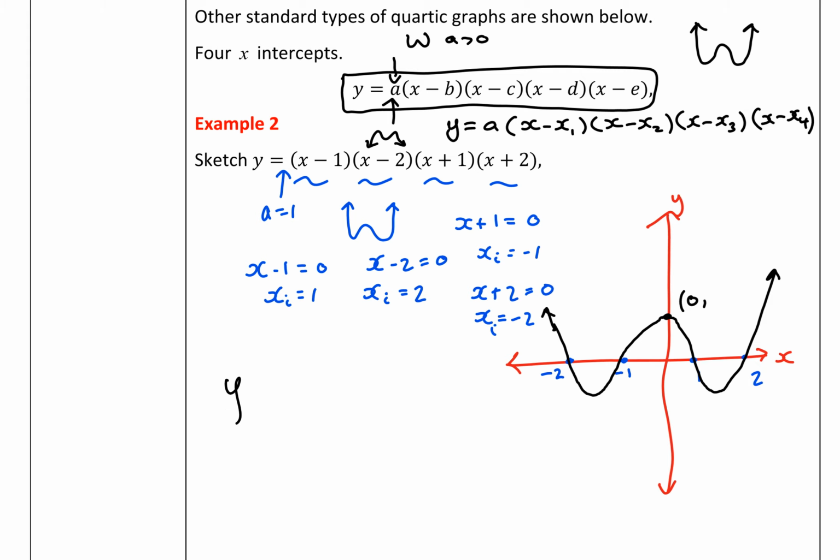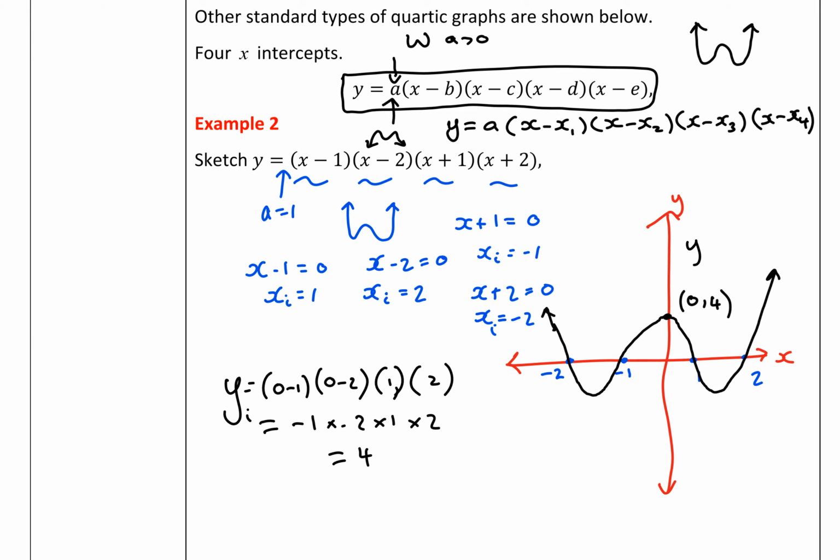We can think y is equal to 0 minus 1, 0 minus 2, 1, 2. So -1 times -2, which is +2, times 1 times 2, which gives me the value 4. And so y equals x minus 1, x minus 2, you get the rest. We could label that graph.